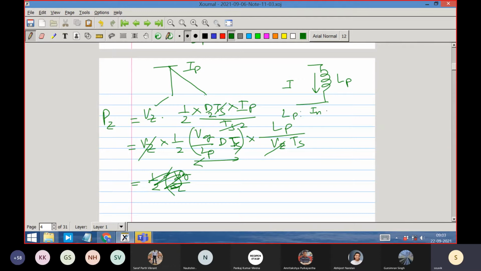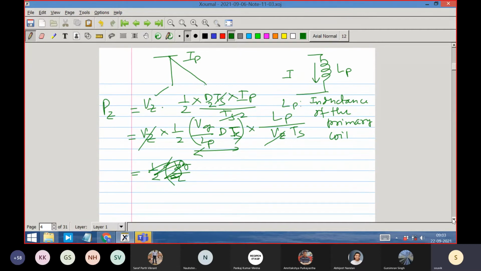LP inductance of the primary coil. So yeah. So what is the solution?